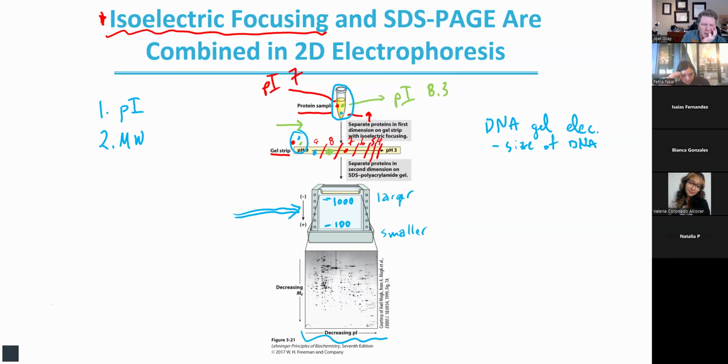Now that gel at the bottom, I don't know if you ever watched the TV show Dexter. I remember watching it a long time ago.